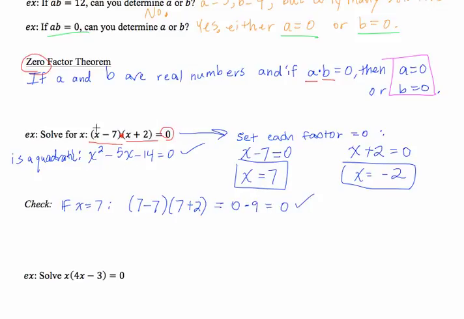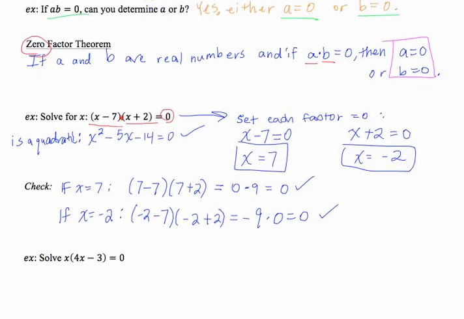So that is a solution. Or if x is equal to negative 2 and we plug that in, we'd have negative 2 minus 7 times negative 2 plus 2, which is negative 9 times 0, which is also 0. So that also solves the equation. Okay, so sometimes equations have two answers. Now, not every quadratic equation does, but oftentimes they do.